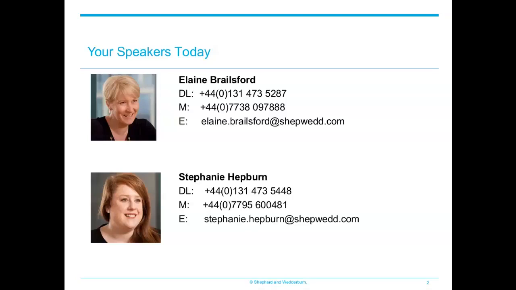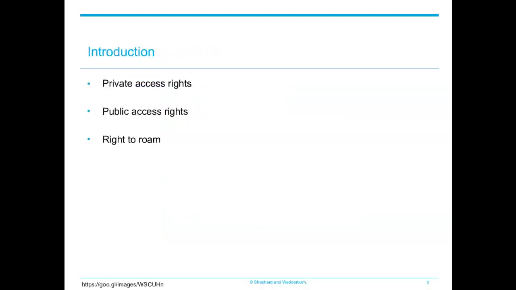So to start us off, Elaine, when do access rights occur? Well, it's a fundamental feature of Scots law that a landowner is entitled to use his land and do various things with it. However, others may want to take access over the land too, for example, to enable them to access their own property. Or there may be a private access right or a servitude which permits this to be done.